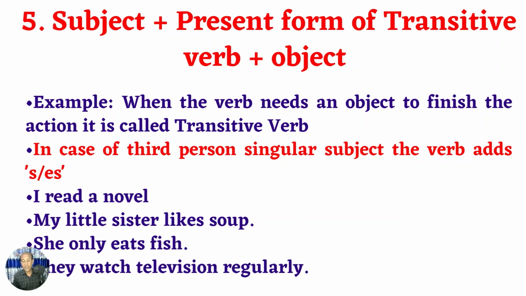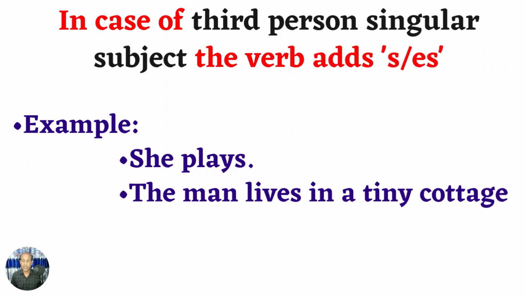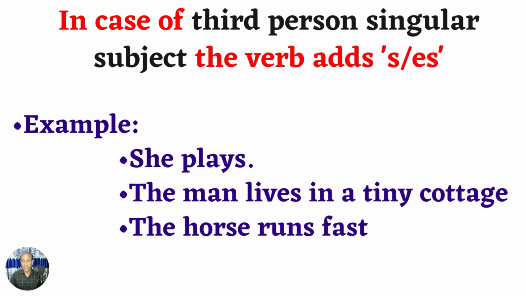Look at the second and third examples. My little sister likes soup. She only eats fish. Here the subject is third person singular number, and that's why the verb adds an additional s or es. In case of a third person singular subject, the verb adds s or es. She plays. The man lives in a tiny cottage. The horse runs first.